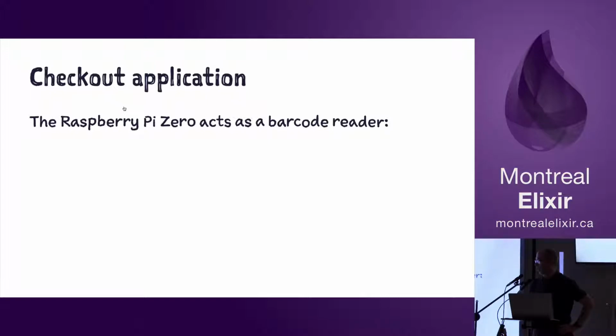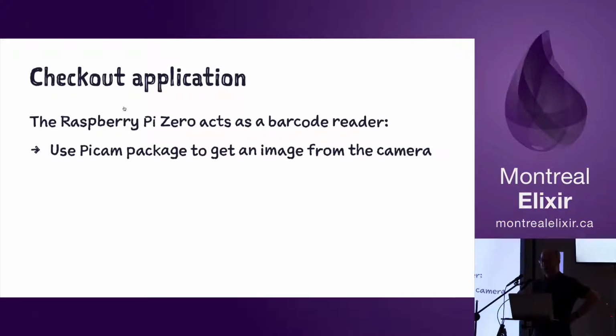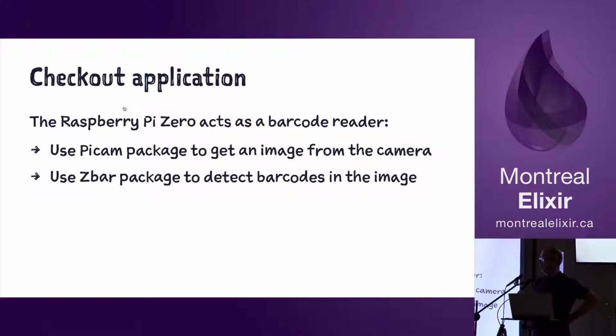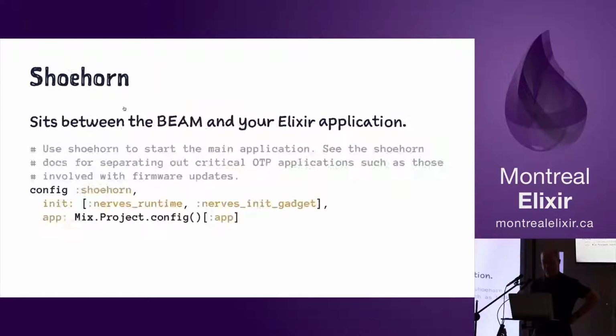Okay, so as Nicholas demoed, we have a checkout application. The Raspberry Pi Zero will act as a barcode reader. It's using the PyCam package to get an image from the camera. We then use the ZBar package to detect barcodes in the image. Pretty simple to use. And then we send the barcode data to subscribers, which in this case is the checkout application.